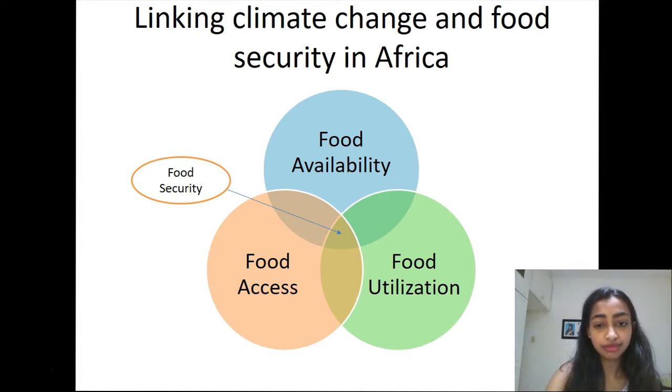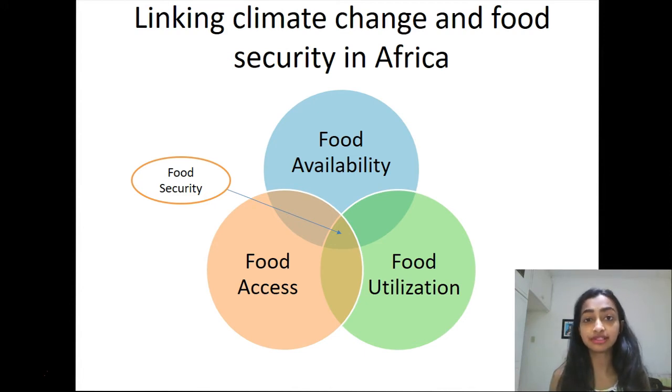So, food availability basically is the actual physical food being available. Because of the elevated CO2 levels, it can cause changes and variations in temperature, precipitation, and growing season. It can also bring increased pests and diseases in crops, which will make it very difficult for a region to actually grow food.